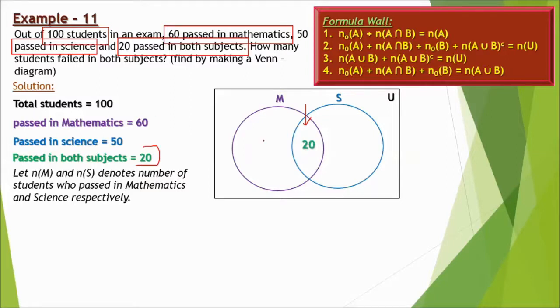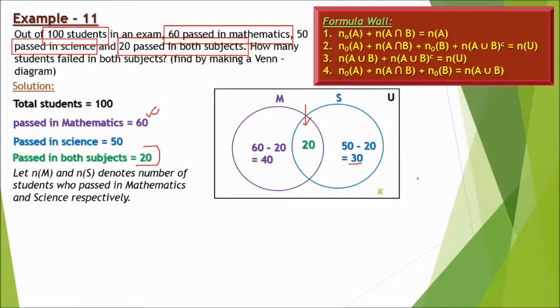Now here, the entire ring is 60, but what we have to find is only mathematics. Only mathematics, that is 40. Only science, we have to subtract the common value. 20 is the common value, so that is 30. 30 is only science. This is the number of students who passed in only science. Out of 50, only science. The rest of the 20 passed in mathematics also.